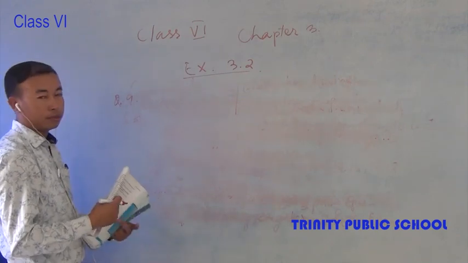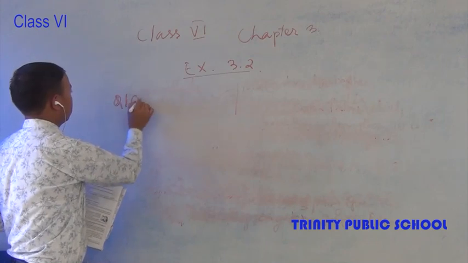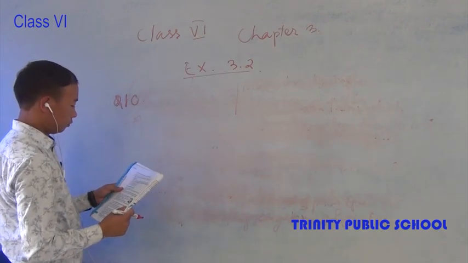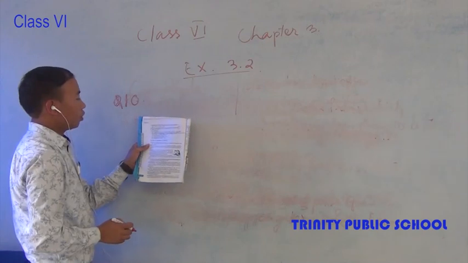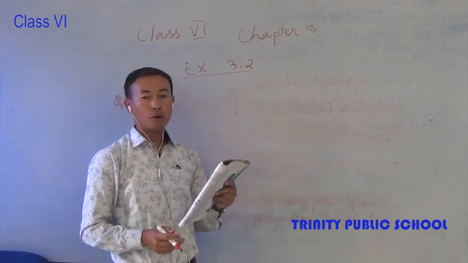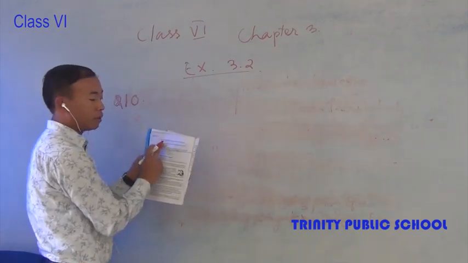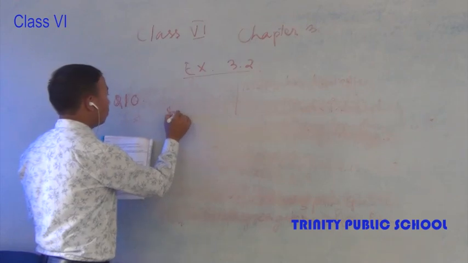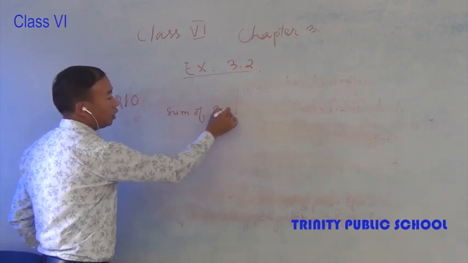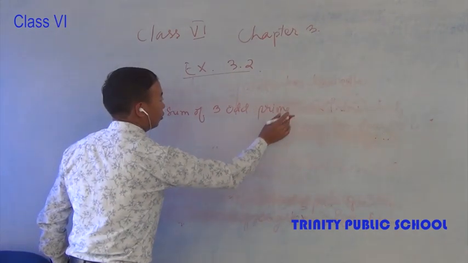Let me give question number 10. Question number 10. Express each of the following as a sum of 3 odd prime numbers.